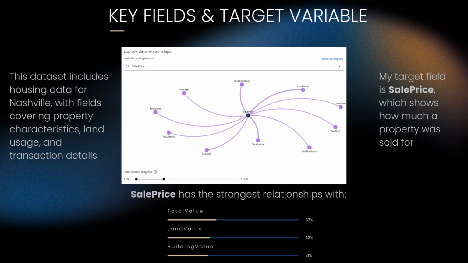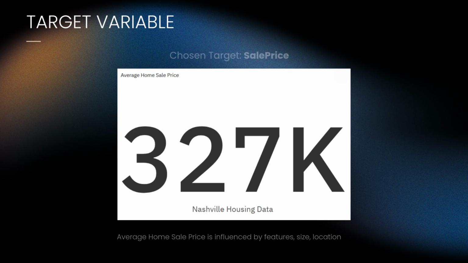I decided to focus on sales price as my target variable because it's the metric that drives most real estate decisions. When I explored what features had the strongest relationships with sale price, Cognos showed that total value had a strength of 37%, land value had a strength of 32%, and building value had a strength of 31%.